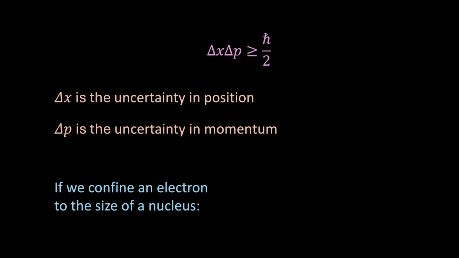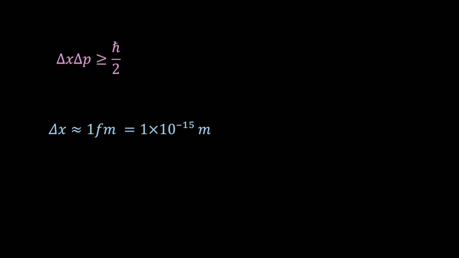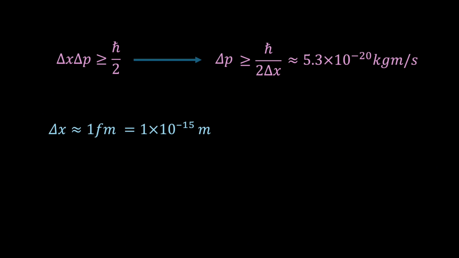If we try to confine an electron to the size of a nucleus, then we can take delta x as being roughly equal to the nuclear radius, which we will take as 1 femtometer. Okay, so what is the momentum uncertainty in that case? If we rearrange the uncertainty relation for delta p, we find the following expression. Then, using delta x equals 1 femtometer, this gives delta p as being roughly equal to 5.3 times 10 to the minus 20 kilogram meters per second.